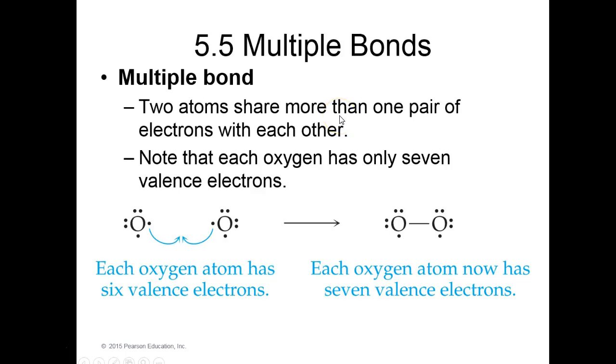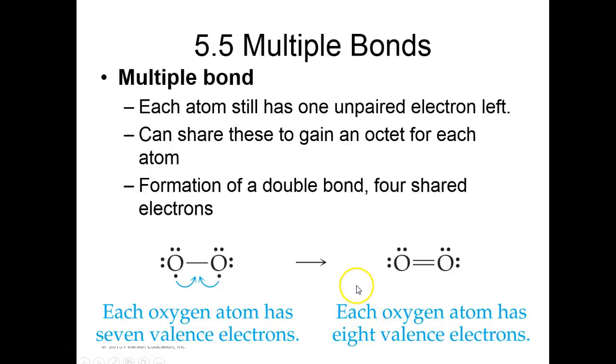How about having multiple bonds? If we have two atoms that share more than one pair of electrons with each other, note that each oxygen only has 7 valence electrons. Okay? Each oxygen atom has 6 valence electrons, and each oxygen atom now has 7 by connecting. Each atom still has 1 unpaired electron left. Can share these to gain an octet for each atom. The formation of a double bond or 4 shared electrons is seen here. Each oxygen atom has 8 valence electrons, the double bond.